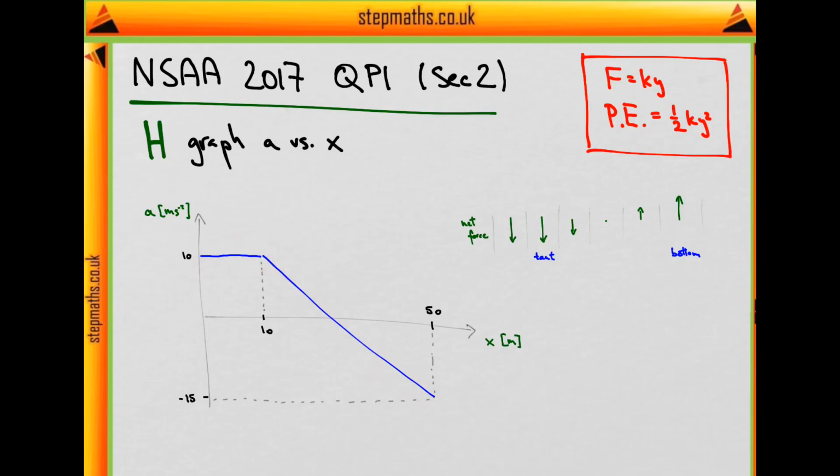Note that we have all these points from previous sections. 50 meters for the bottom, we know that 10 meters is the natural length of the string, then negative 15 meters per second squared is the maximum acceleration from the previous section. So we just took all the information we had and we put it together into this nice graph.